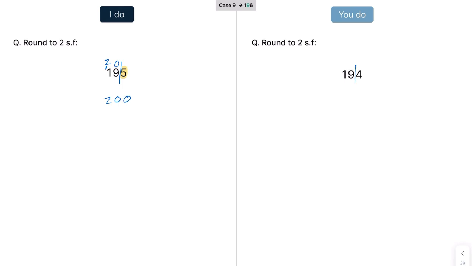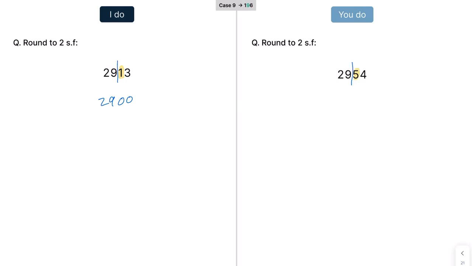So hopefully you've pressed pause and had a go at this. Draw your line. Look at the decider. So in this case, the decider is less than 5. You don't need to do anything. Leave the 1, 9 as it is. Everything after the line becomes a 0. So in this case, the decider is a 1. I leave the 2, 9 as it is. Everything else is a 0.